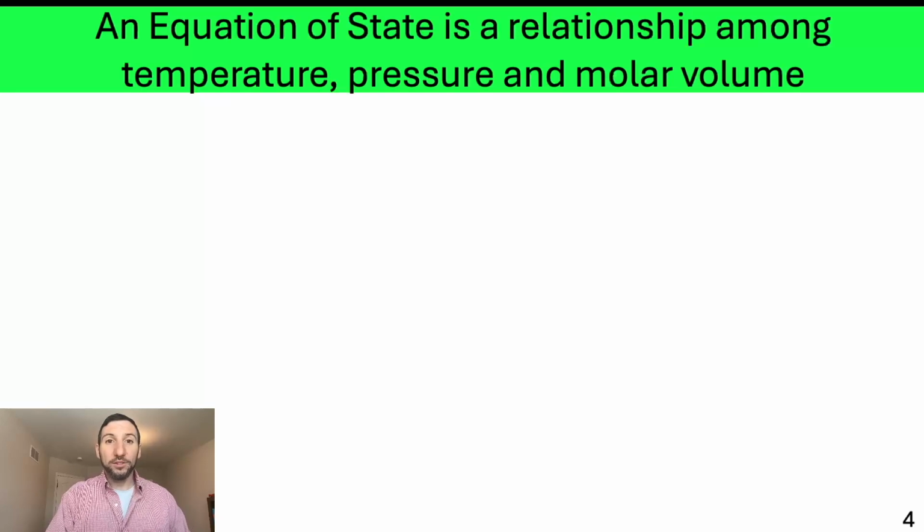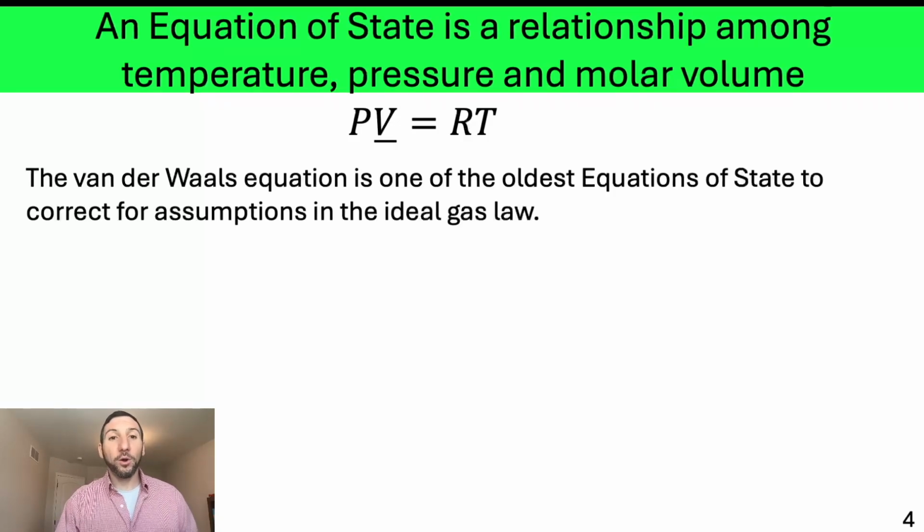So if we start with the ideal gas, P V bar equals RT, right? This is assuming a bunch of principles for having an ideal gas. And what we're going to do is modify this a little bit to correct for some of those assumptions. One of the first equations of state that came up is the van der Waals equation of state that started to correct for different parts of your ideal gas equation.